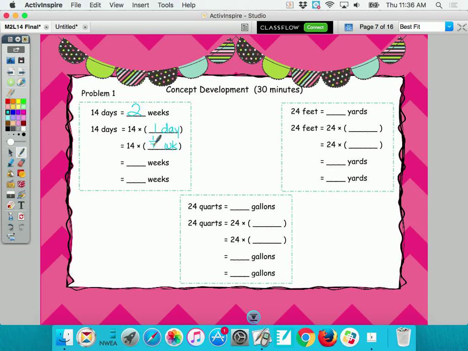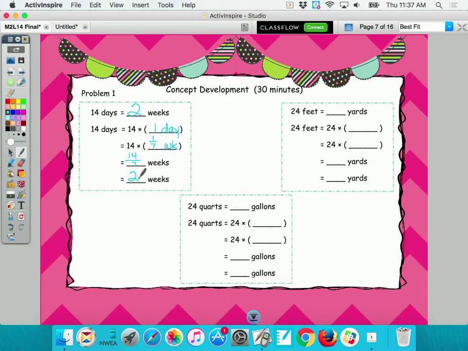Okay? So now I simply multiply. 14 copies of 1/7 is what? 14 sevenths. That's where your extra equal sign comes in. Now 14 divided by 7 equals 2. And this is all starting to make sense, isn't it, boys and girls? Very fun math.